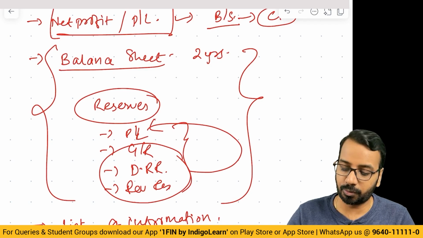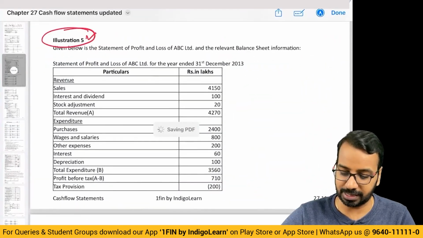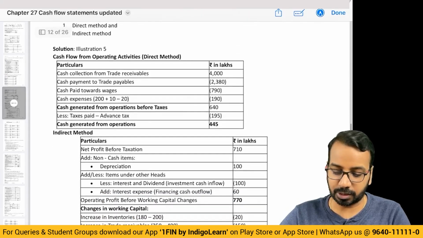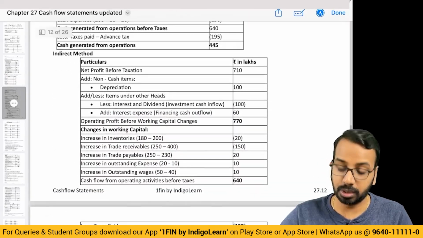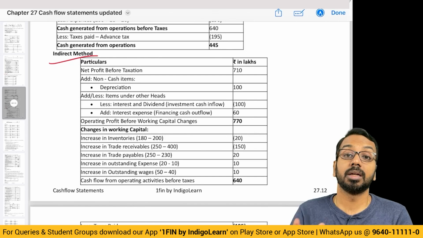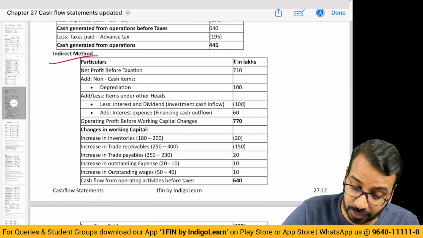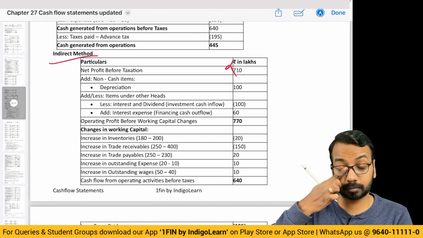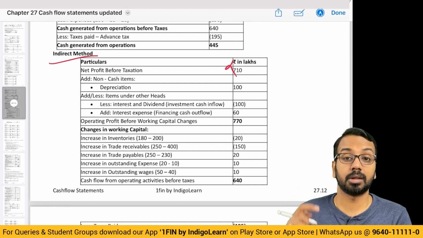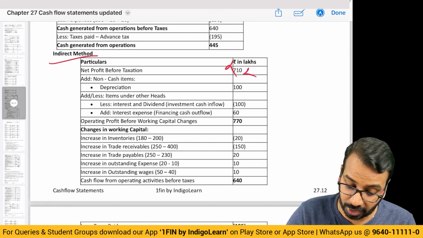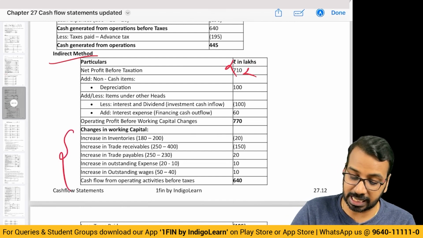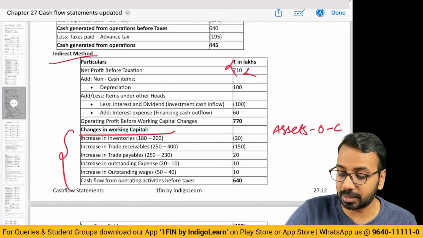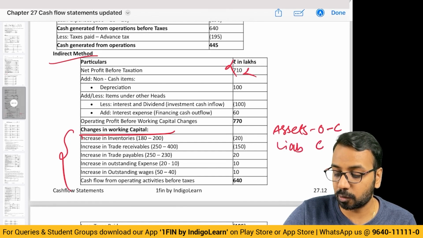Now, the good thing about questions on the cash flow statement is that, for example, in this particular question, if I just show you the solution for, let us say, the indirect method, even if you get this wrong, for example, you should not be getting it wrong, but even if you get this wrong, you can still do this correctly. I gave you the formula already. For assets, it is opening minus closing. For liabilities, it is closing minus opening.